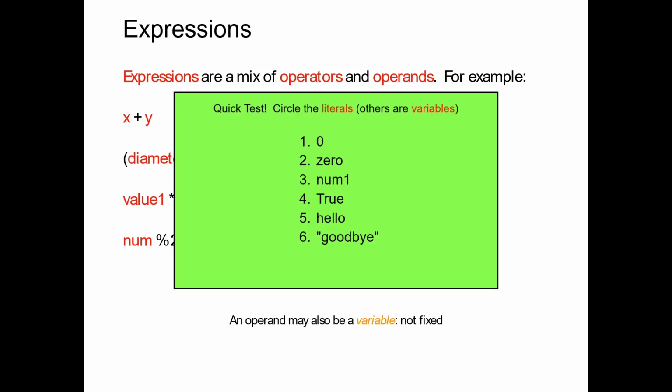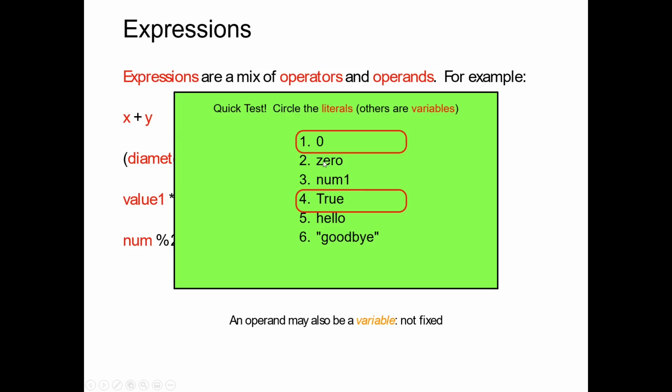Take a look at this list and identify which one of these are literals, and we'll go ahead and circle those, and the rest of them are going to be variables. All right, so take a moment, identify which is the first item in this list that is a literal. All right, if you picked 0, then you're correct. 0 is a number, it's a fixed value, it can't be used to represent something else. All right, look down the list, identify the next literal. And if you picked true, you're correct.